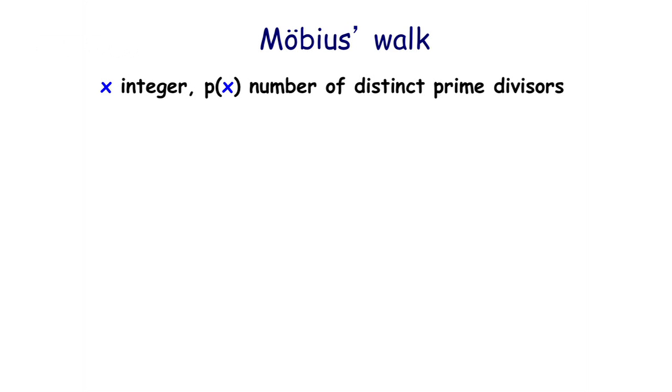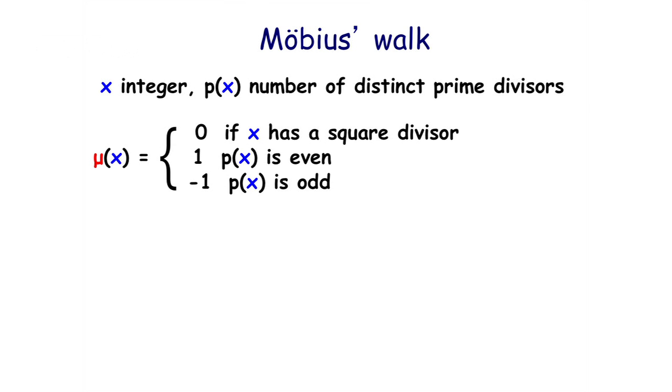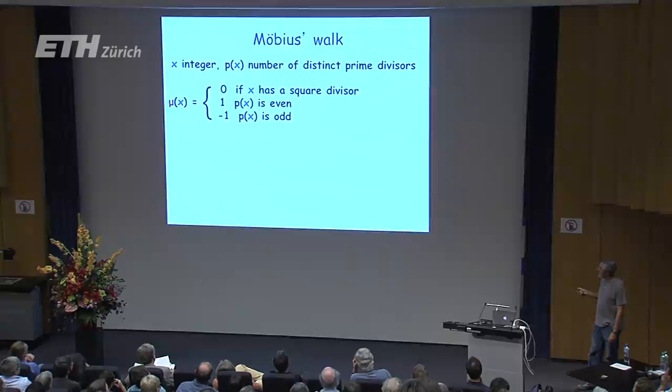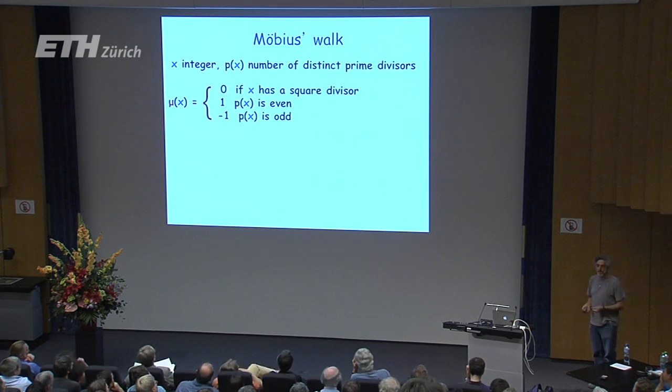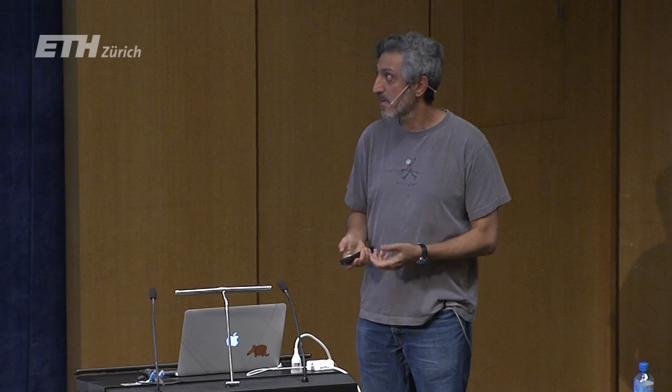So what is a Möbius walk? Let me first define, for an integer x, p of x to be the number of distinct prime divisors of x. And then mu of x gives you a value for every integer: 1, -1, or 0. So in this walk, you are allowed to stay in place. It's 0 if x has a square divisor, and if it doesn't, you just count. If the number of prime divisors is even, then it's 1. If the number of prime divisors is odd, then it's -1.